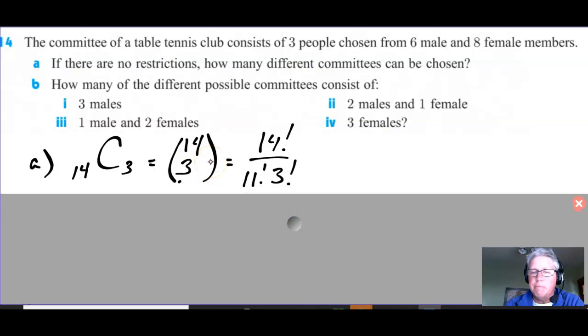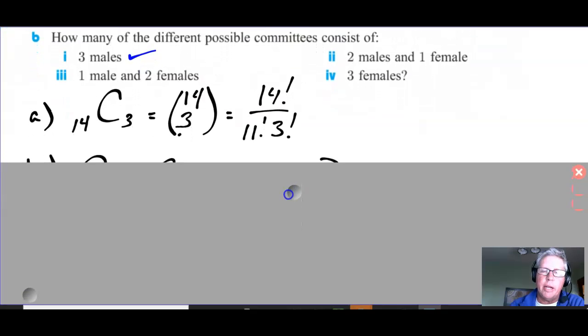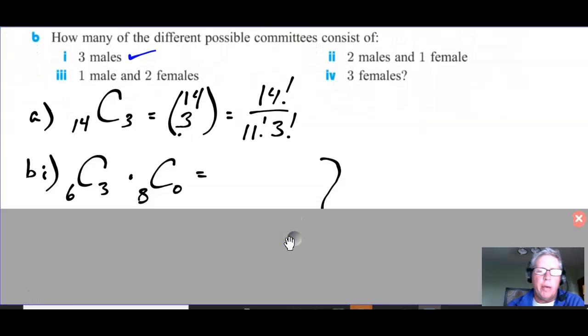Boom, big number. I don't know what it is. How many of the different possible committees if there are exactly 3 males? Okay, so now we have to think about, well, we got to pull 3 from the 6 and 0 from the 8. I think it's important to say the 0 from the 8 because that keeps you kind of consistent. So I would love to see, yep, I'm going to count how many ways I can pull 3 from those 6 and 0 from the 8.